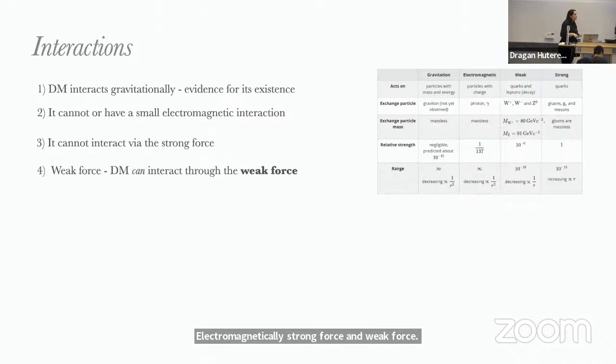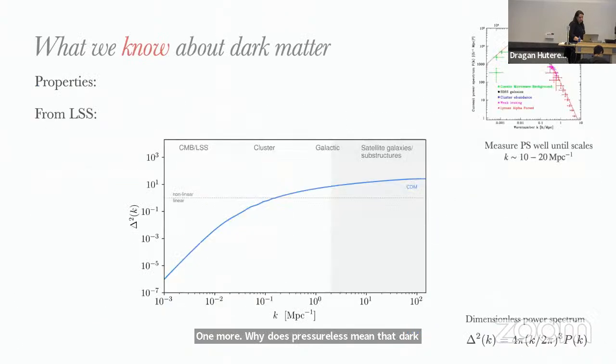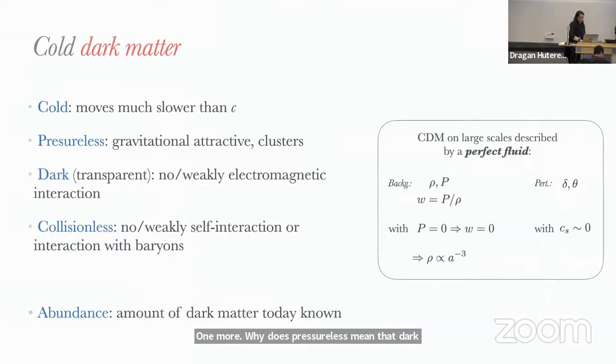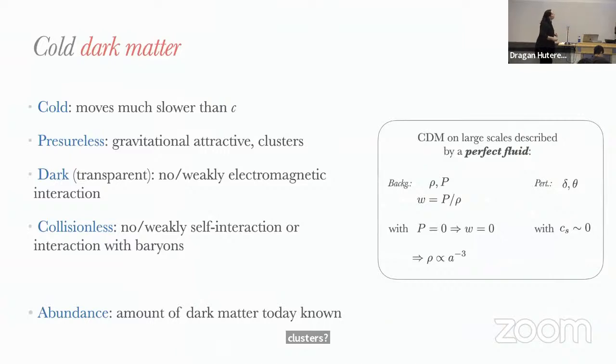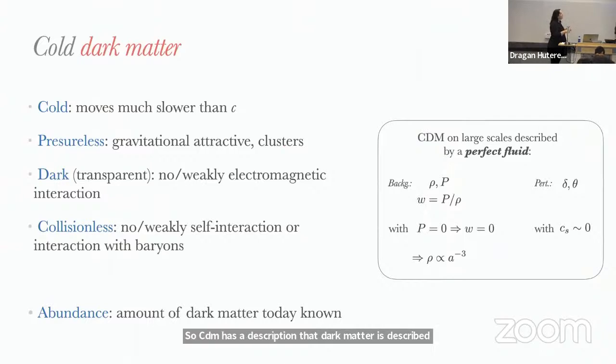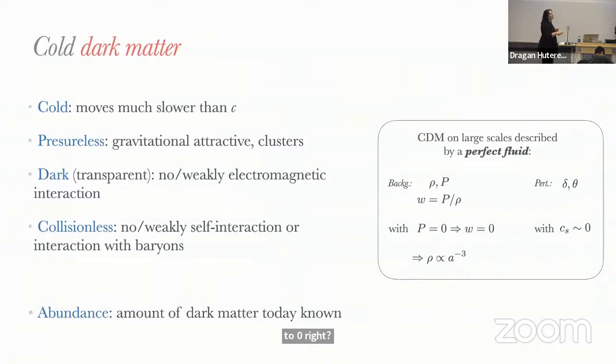One more: why does pressureless mean that dark matter clusters? If I have a fluid, so let's go back to CDM. CDM is described as a perfect fluid. A perfect fluid is completely described by energy density and pressure. If I want something to behave like we know matter behaves, it has to have an equation of state zero, or pressure equal to zero. It has to go like this. And this is also linked to how much it clusters.